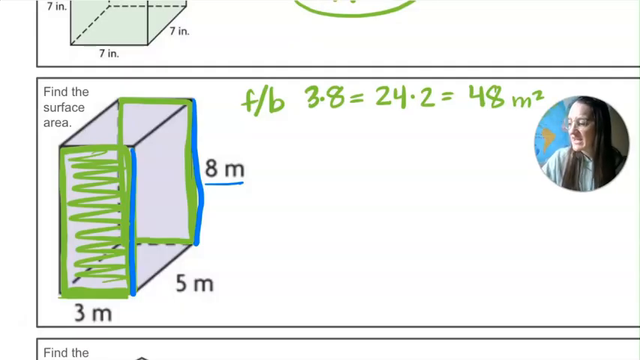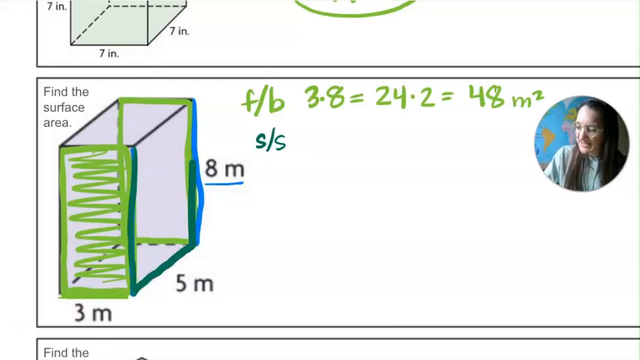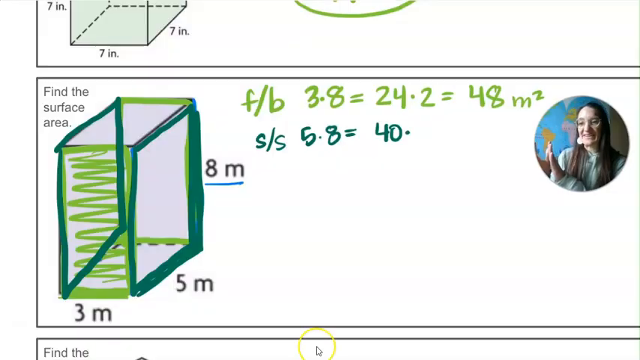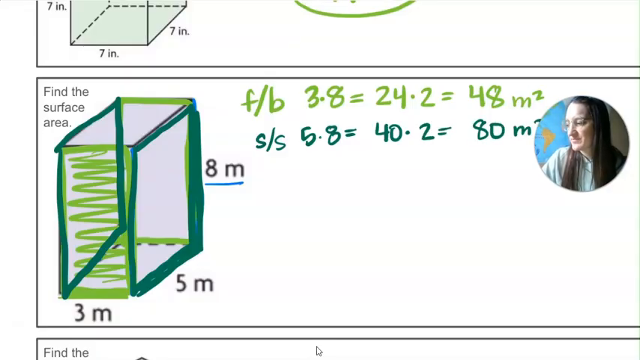Okay, the next thing I'm going to look at, I usually like to look at the sides. This side is the exact same dimension as the other side, right? And this is 5, that is 8, so 5 times 8 equals 40. That's for one side. Double it so I can take into account both sides. So that gives me 80 meters squared.